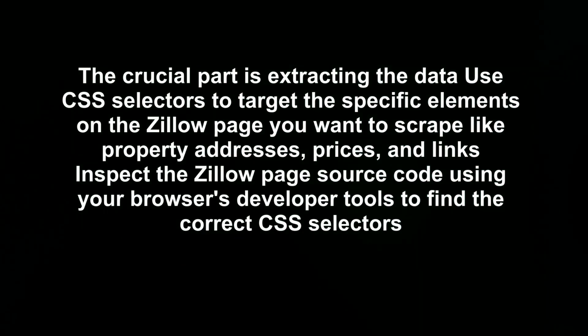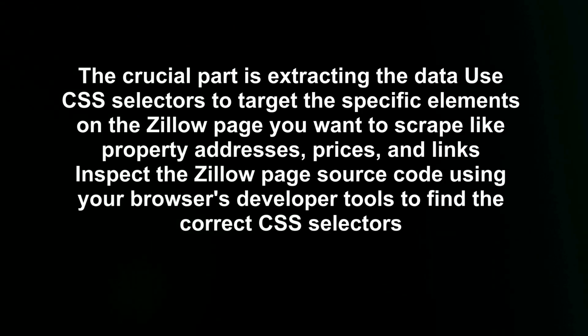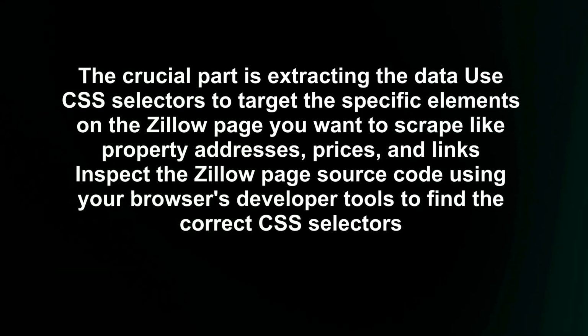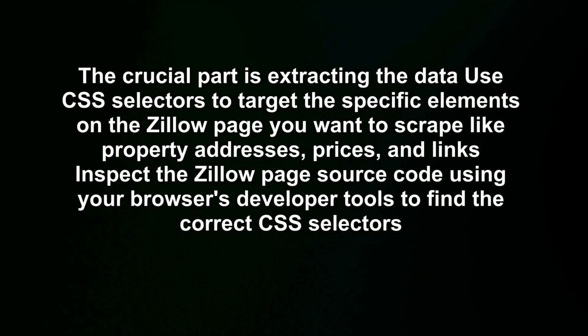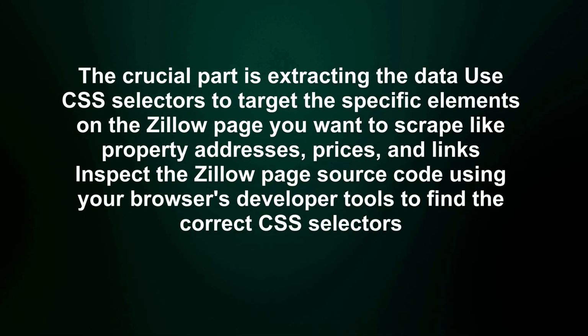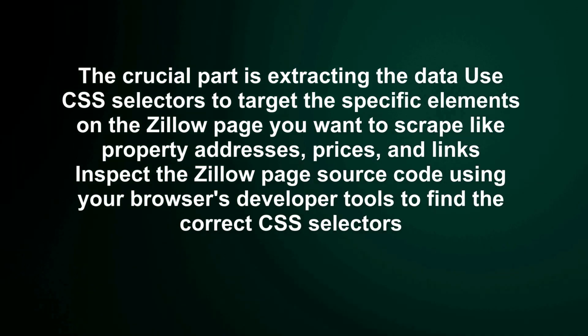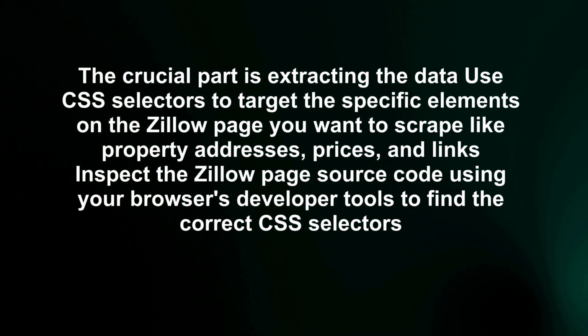The crucial part is extracting the data. Use CSS selectors to target the specific elements on the Zillow page you want to scrape, like property addresses, prices, and links. Inspect the Zillow page source code using your browser's developer tools to find the correct CSS selectors.